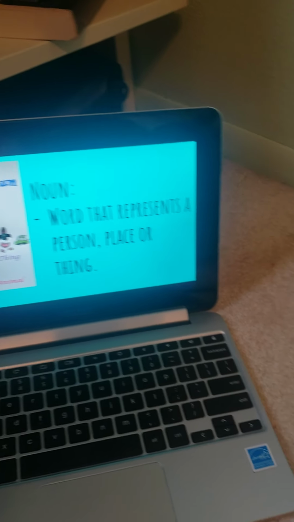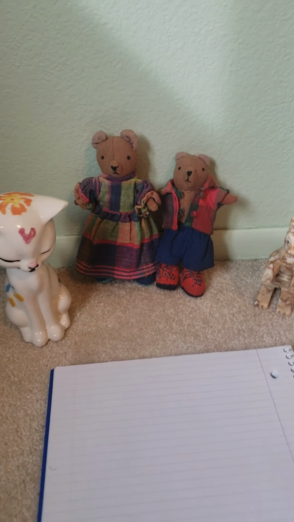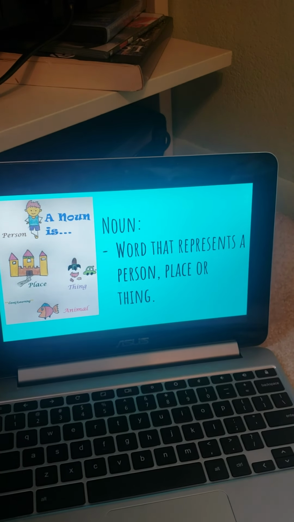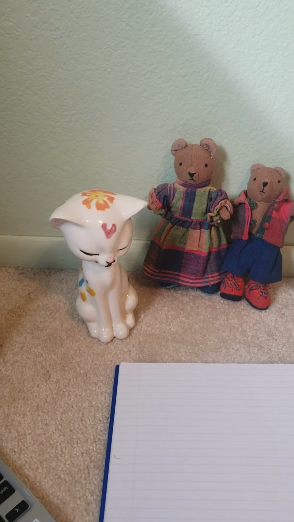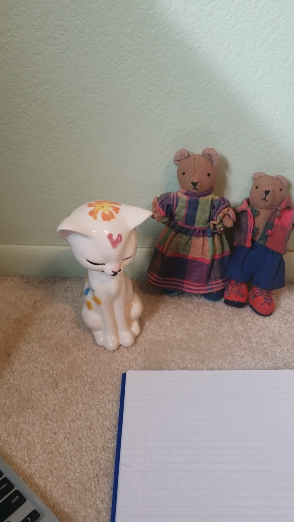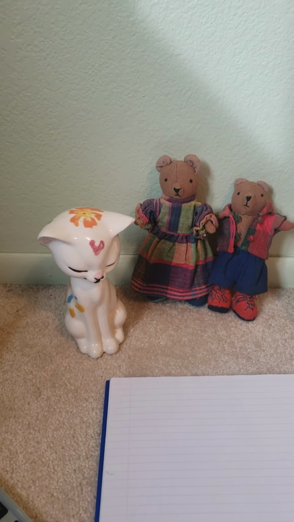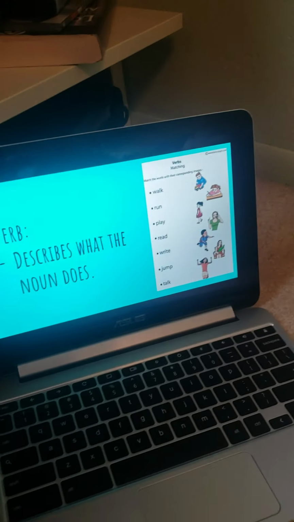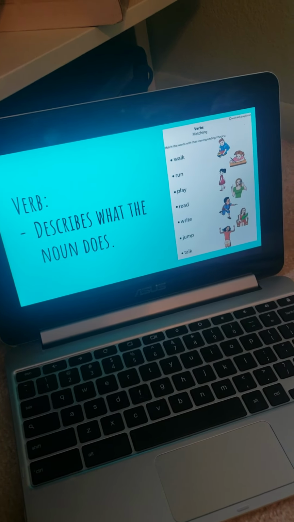So next we have a noun. Who can tell me what a noun is? Exactly. A noun is a word that represents a person, place, or thing. That is so right. Now let's move on to our next word. We learned about what verbs are. Can somebody tell me what a verb is? Exactly. Verbs describe what the noun does. So that could be walking, running, playing. Just some more examples of what a verb is and what a verb does.